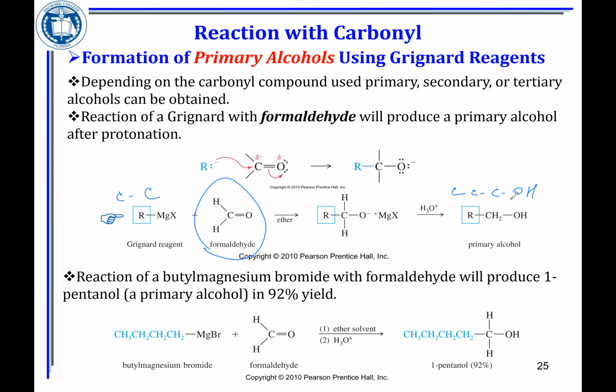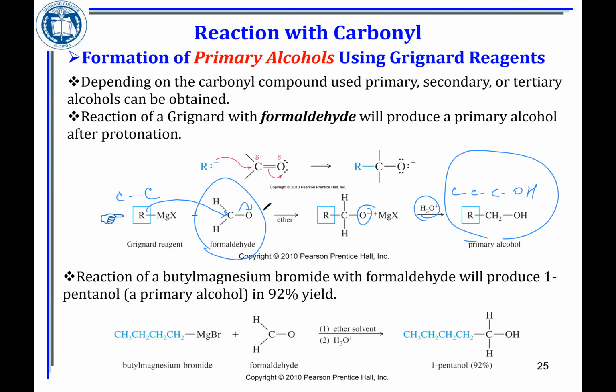Okay, so the mechanism is all the same, because we already talked about the mechanism. The nucleophile is going to attack the carbonyl group. The pi bond will break over the oxygen. You get the alkoxide. You hydrolyze that to protonate the alkoxide, and you get the alcohol. So that's the mechanism. It's the same if you're adding formaldehyde, aldehyde, or ketone.